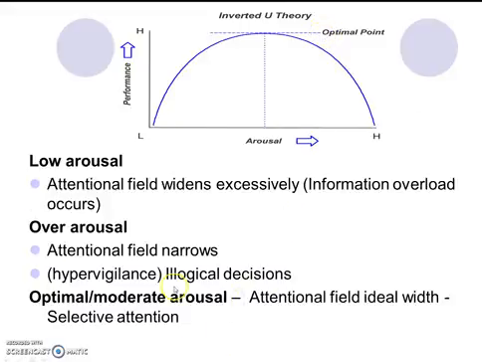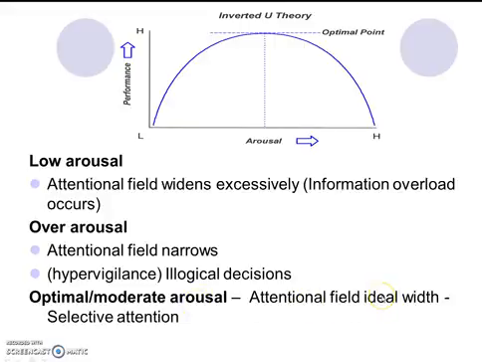If I put this all into an example, if you put an EG next to each of these: if your attentional field widens excessively, we're going to use a goalkeeper in football. If their attentional field widens, they miss the ball on a cross. Over arousal is when they catch the ball and then drop it because of hypervigilance, because they're over focusing on the individual cue. And then finally we've got optimal or moderate arousal.